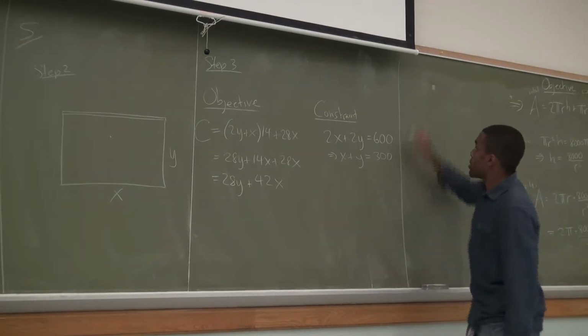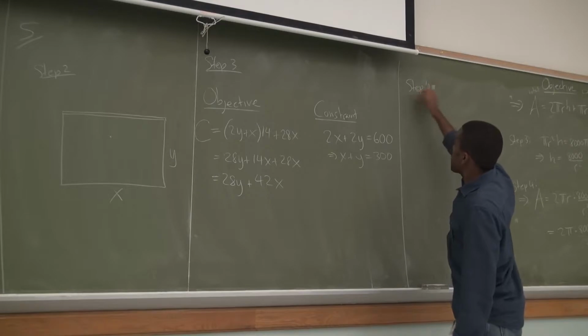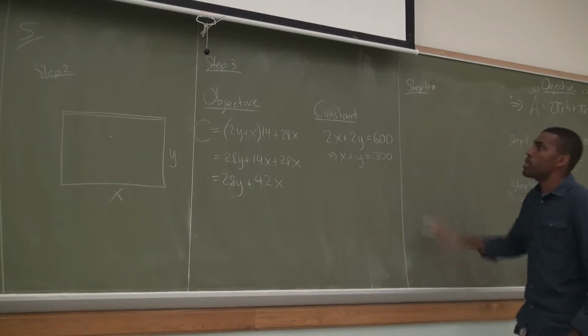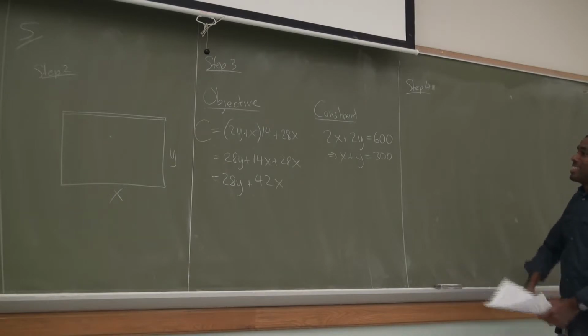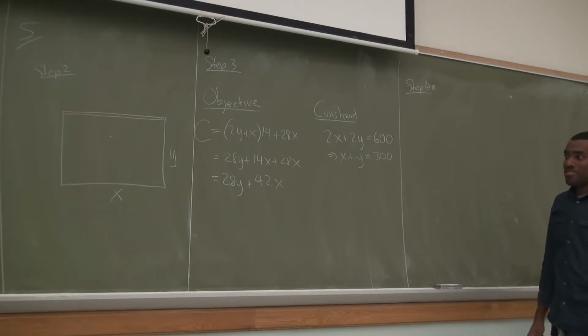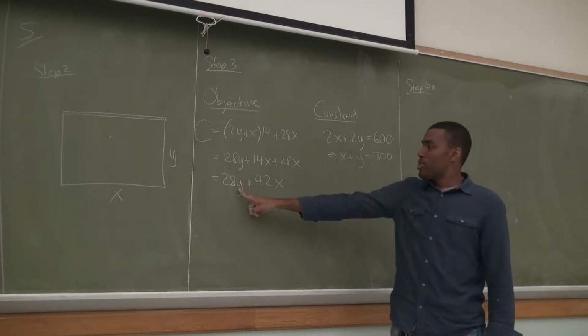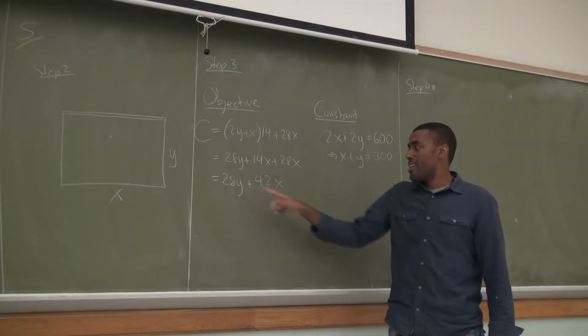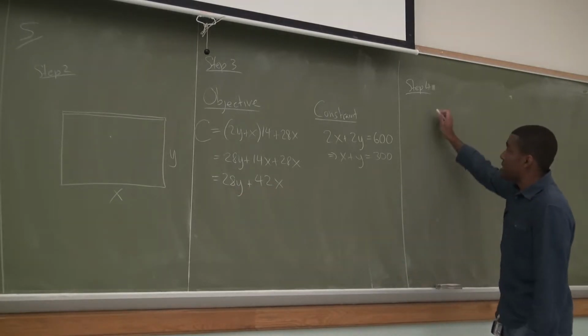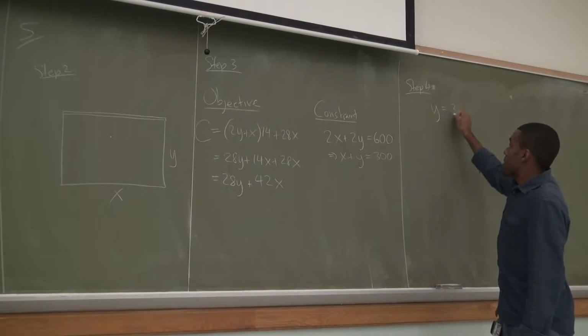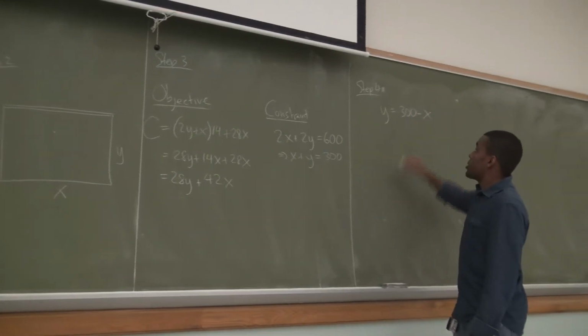Okay, now what? Step 4: solve for one variable and plug it into the objective. X equals 300 minus y. Why y? If you substitute y, you multiply by 28, as opposed to substituting x, where you multiply by 42. This is going to be the smallest one, so we probably want to solve for y. It doesn't matter, but it might make our lives easier. After this it's all easy.